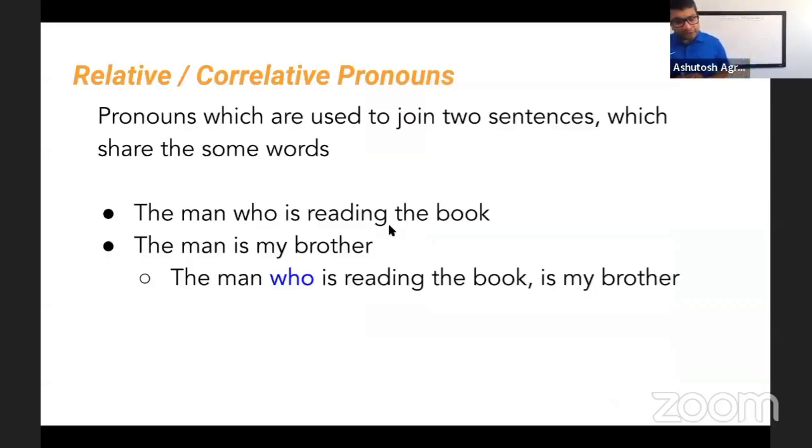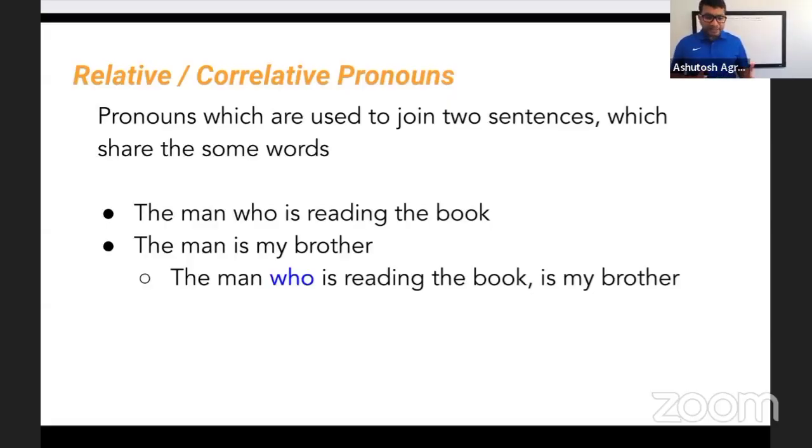So we'll be learning about this topic called relative correlative pronouns clauses. Okay. So these are basically your pronouns which are used to join two sentences which have a common word. In almost all cases, you have a common pronoun. Imagine you have two sentences.